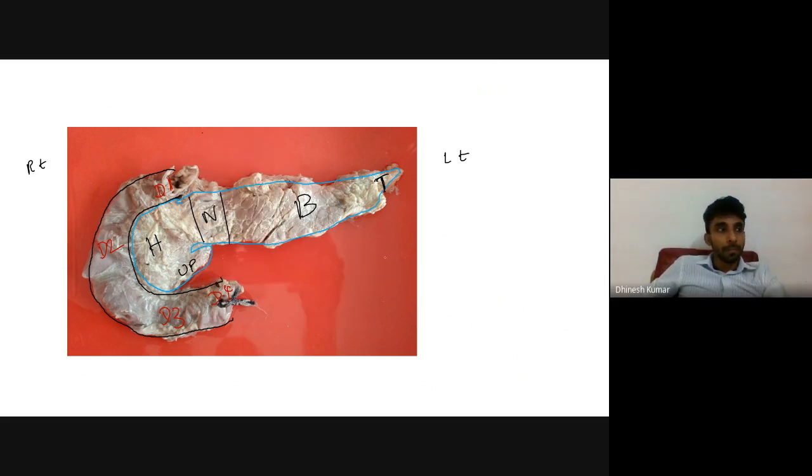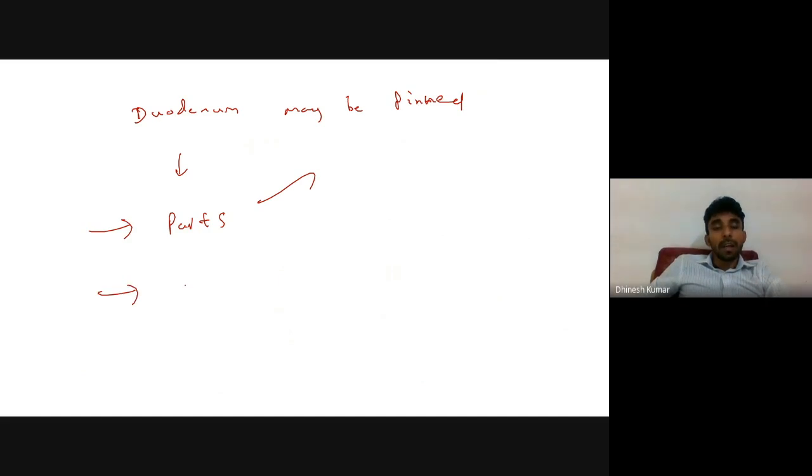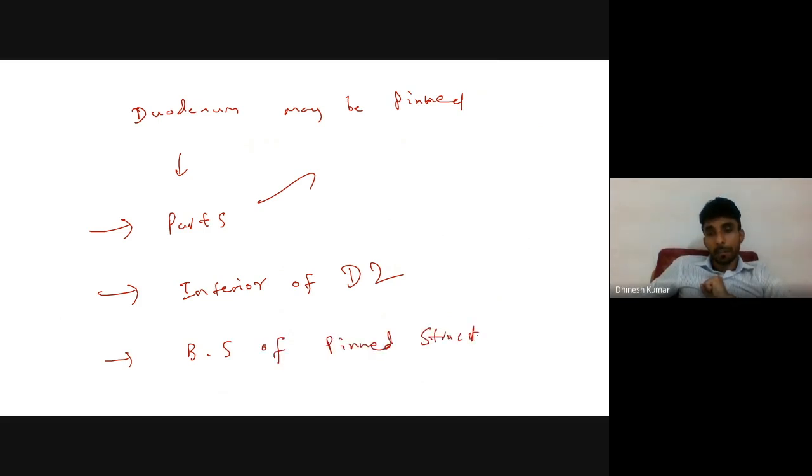Fine. So what are the possible sub-questions for this? They may pin the duodenum. Duodenum may be pinned. So they may ask what are the parts of the pinned structure, then what are the internal features of the pinned structure, that is, the second part of the duodenum may be pinned. Otherwise they may ask the blood supply of the pinned structure, or pinned organ.